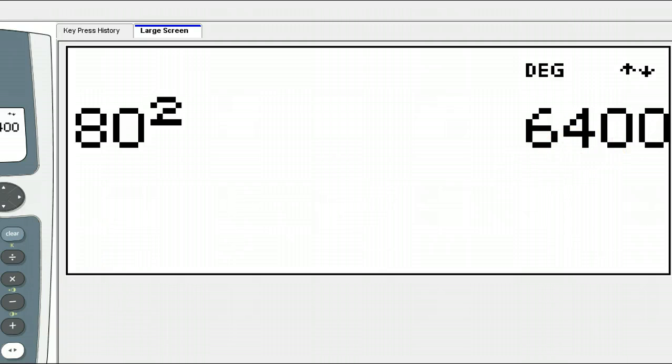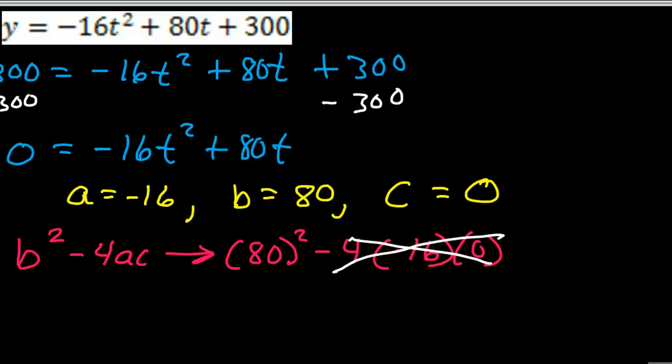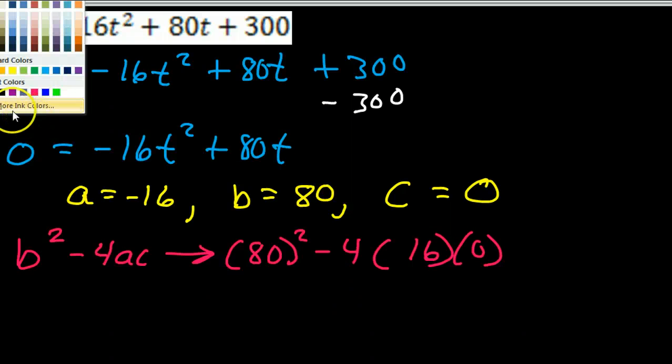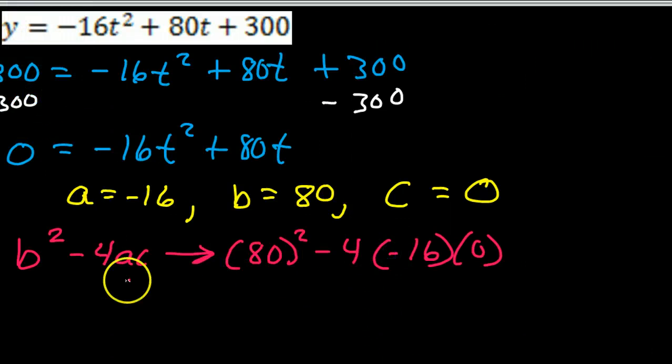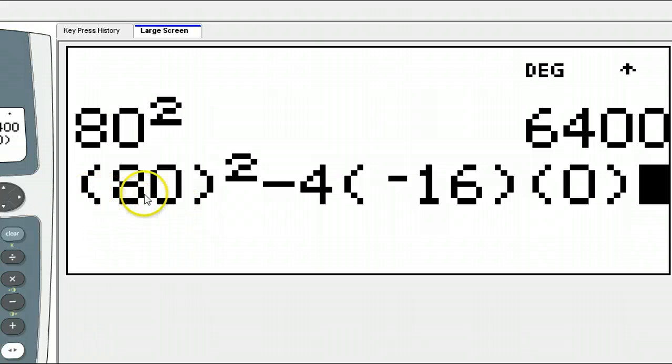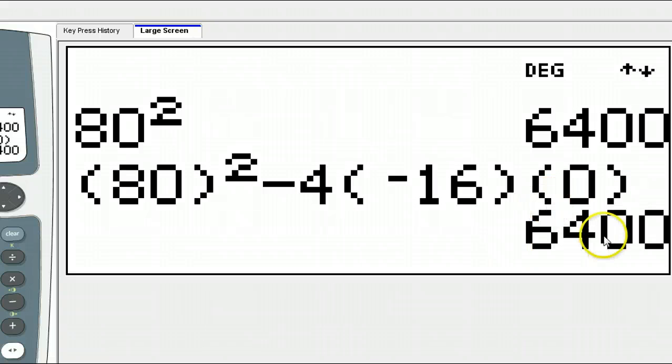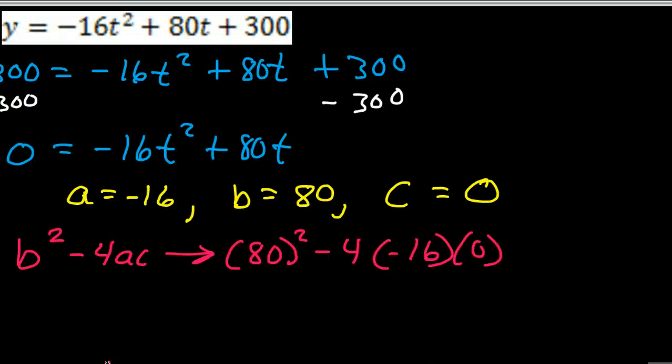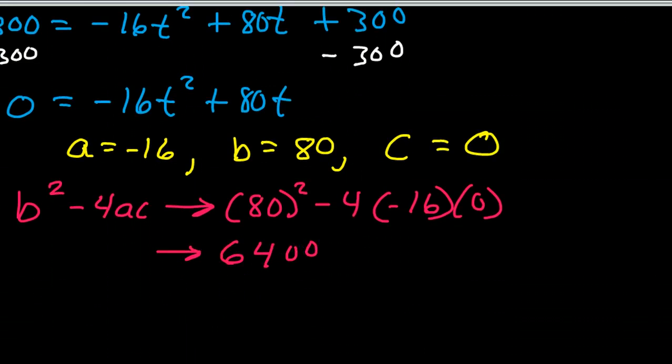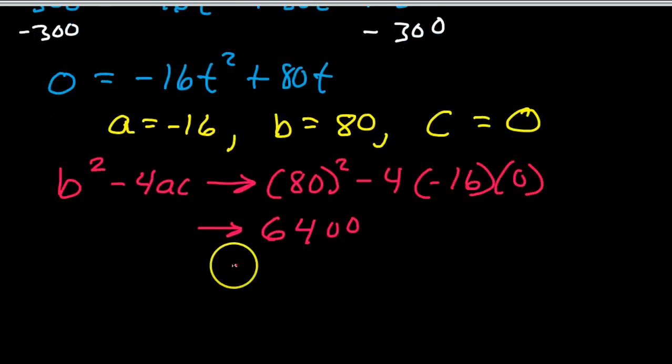Now, let's say if you didn't catch that whole thing about the 0 wiping out this term, then you could type it in. If you sort of just blindly typed in your b squared minus 4ac, then yeah, you're still going to get the same thing. Okay, so we decided that this discriminant was 6,400. Okay, fine. So now we can go ahead and finish the quadratic formula.